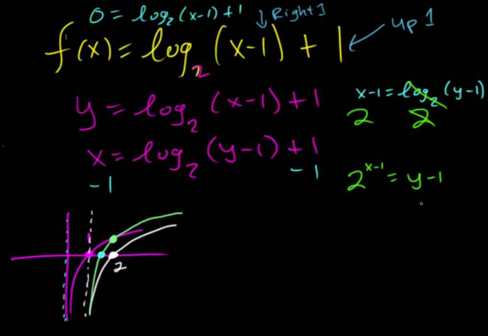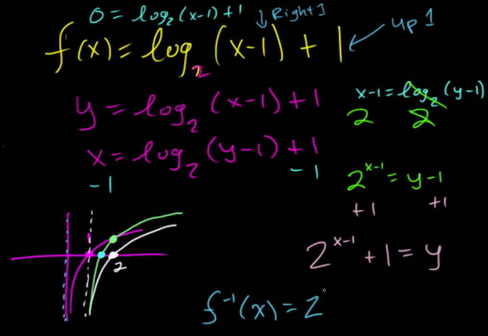And then we just add 1 to both sides. 2 to the (x minus 1) plus 1 equals y. And then we want to change our notation to f inverse of x is equal to 2 to the (x minus 1) plus 1.